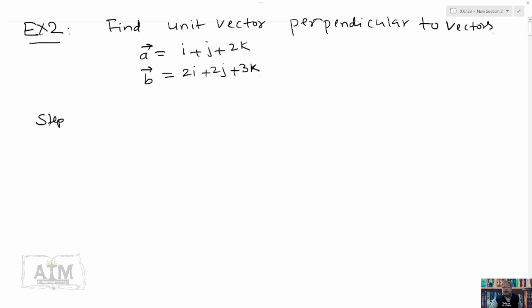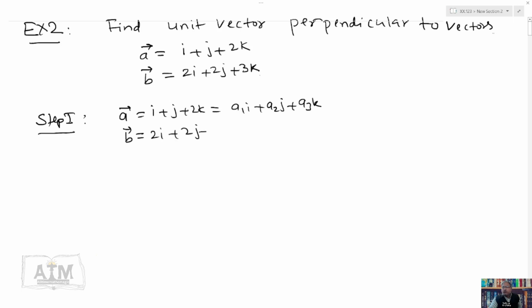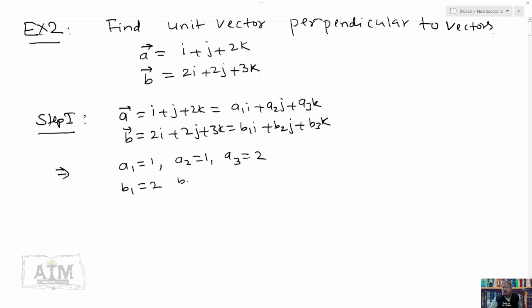Step 1. Comparing vector A, i+j+2k, with a1i, a2j plus a3k, and comparing vector B, 2i+2j+3k, with b1i plus b2j plus b3k implies a1 is equal to 1, a2 is equal to 1, and a3 equals 2, and b1 equals 2, b2 equals 2, and b3 equals 3.